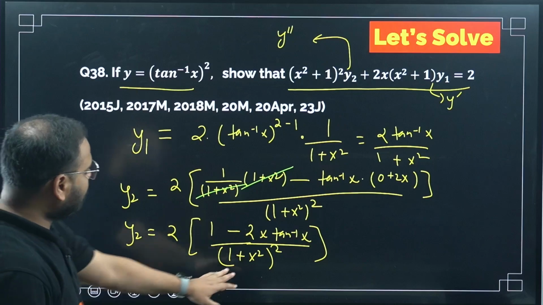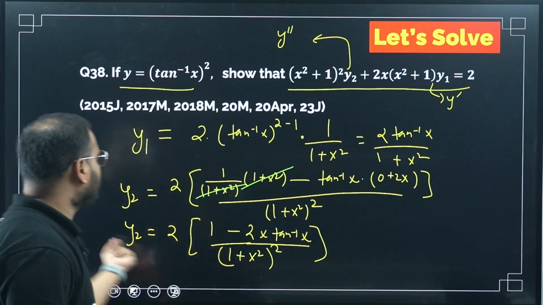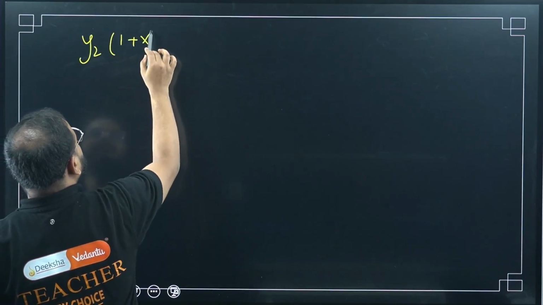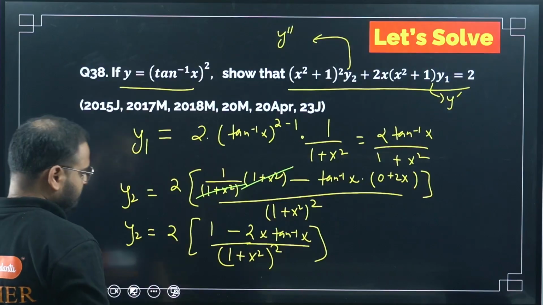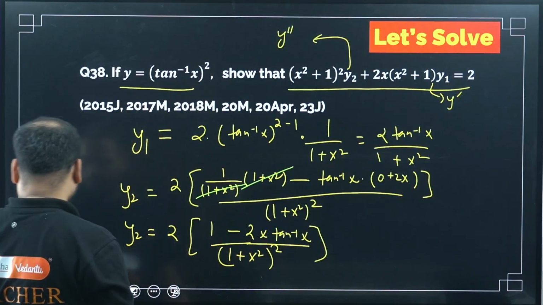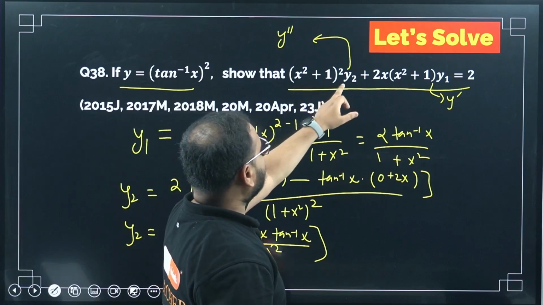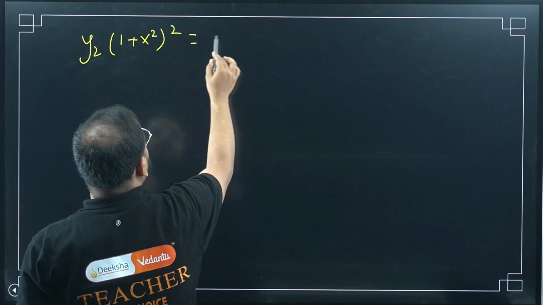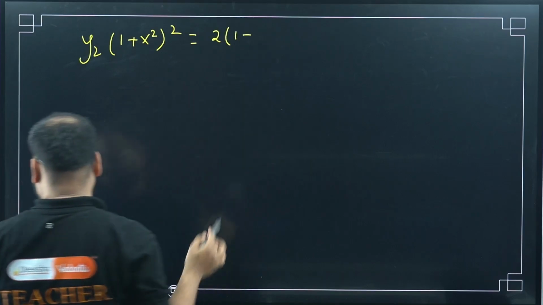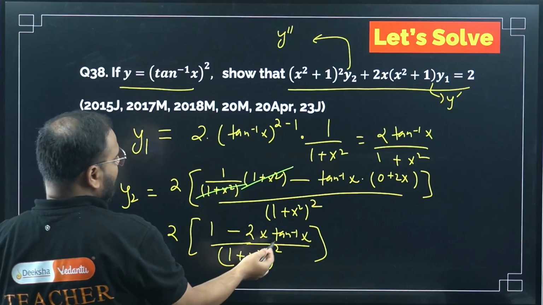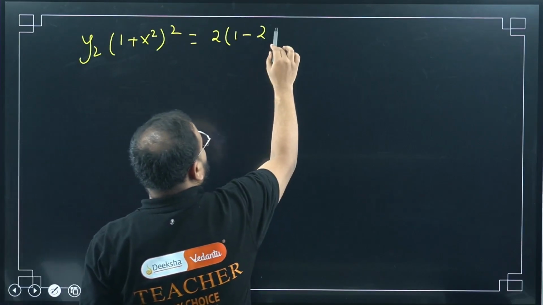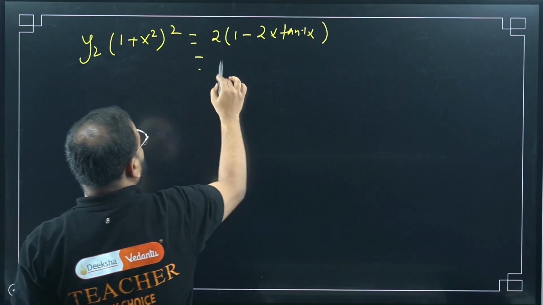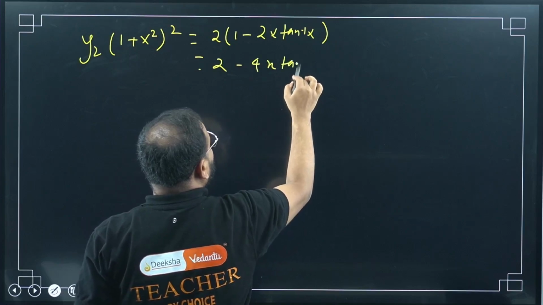Okay, now what I'm going to do, I'll bring this whole square on this side. So what am I going to get? y2 times 1 plus x square the whole square. Please check. I'm bringing this denominator on this side. Now you please relate this. y2 times this thing has come. What is left now? Equal to 2 times 1 minus 2x tan inverse of x. Write it here. Okay. Now expand this. I'll get 2 minus 4x tan inverse of x.